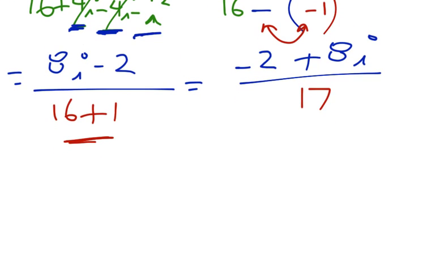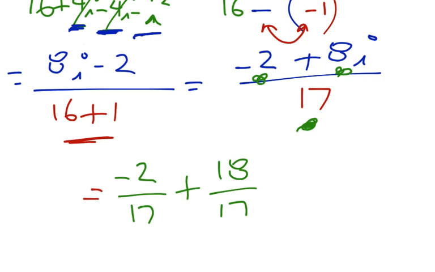And I'm almost done. What's your last step? Break that fraction into 2. Remember, this 17 divides the negative 2, and that 17 divides the 8i. So I'm going to have negative 2 over 17 plus 18 over 17i. And that's your answer. Again, if you can reduce that, you reduce it. If not, leave it like that, and that's fine.